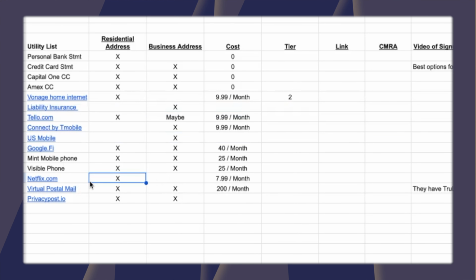I've been told that a Netflix bill might work as a utility bill if you have a Netflix home internet, just because of how they're running their tracking. Those are the main options, right?